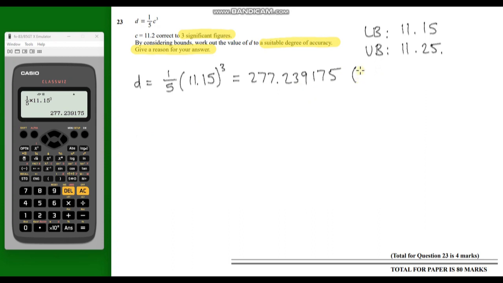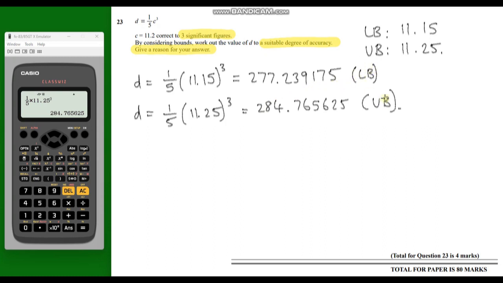Let's just write down here lower bound. So D is going to be 1/5, so everything's going to be the same. I'm just going to change this value. 11.25 cubed. Actually, I think I can just go into my calculation and just change this to a 2. Everything else is exactly the same. So if I press equals, this will give me 280. No, that doesn't sound right, does it? 11.25 cubed. Oh, I guess it is. 284.765625. So that is my upper bound.